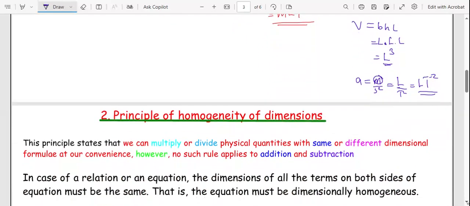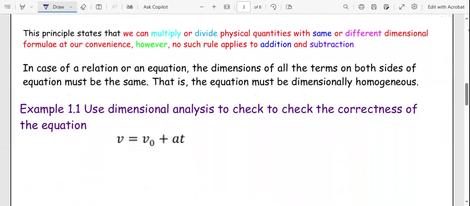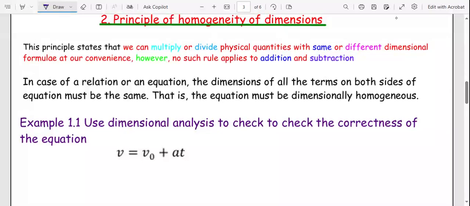Then we'll be able to derive the dimension. So that's how we can derive the dimensional analysis of each physical quantity. There is what we call the principle of homogeneity of dimensional analysis. This principle states that we can only multiply or divide physical quantities with the same or different dimensional formulae at our own convenience.